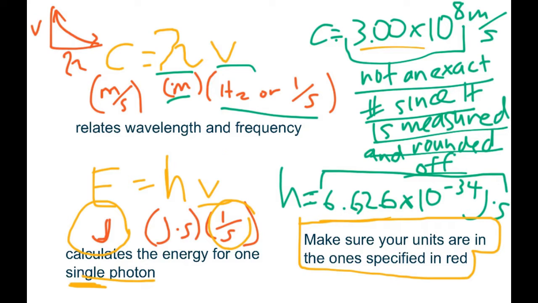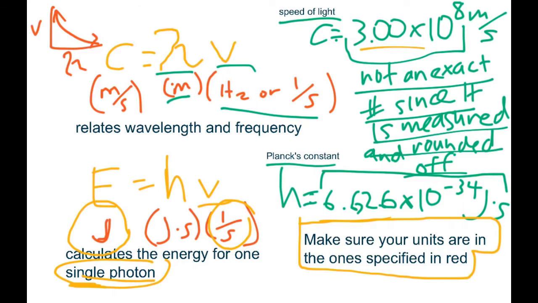And note that this equation calculates the energy for a single photon, so it's just one photon and not a mole of photons. So keep a note of that when you do questions that are related to these two equations. So I added the names for these constants. C is the speed of light, and H is known as Planck's constant, named after a scientist that discovered this.